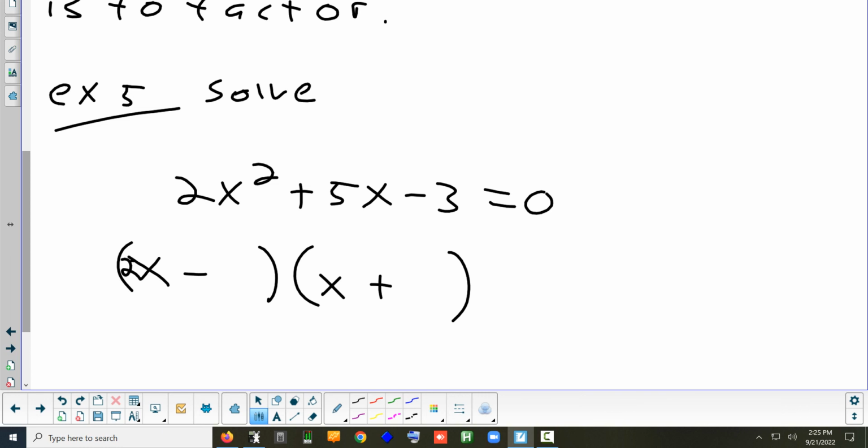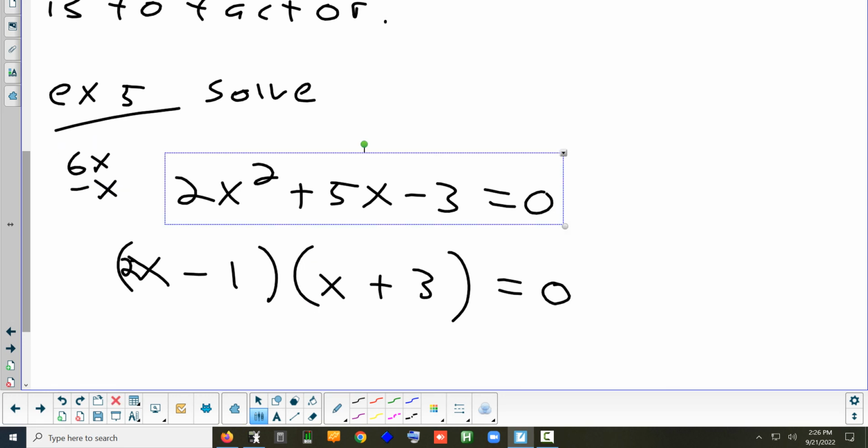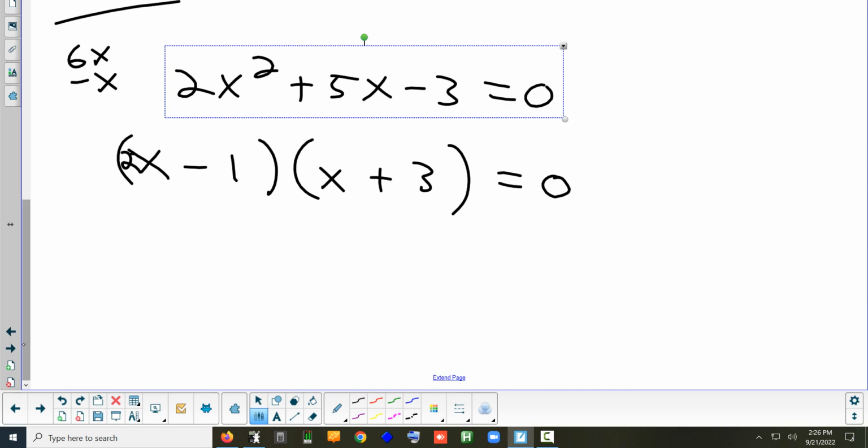And now we need 2 things that multiply to give me negative 3. So what's 2 numbers that multiply to give me 3? Yep. 1 and 3. And I would do it exactly in the order that you said. Let's check it. 2x times x is 2x squared. 2x times 3 is 6x. Negative 1 times x is minus 1x. And 6 minus 1 is 5. Perfect. All right. Now, just write down the 2 answers like we did in last night's homework.